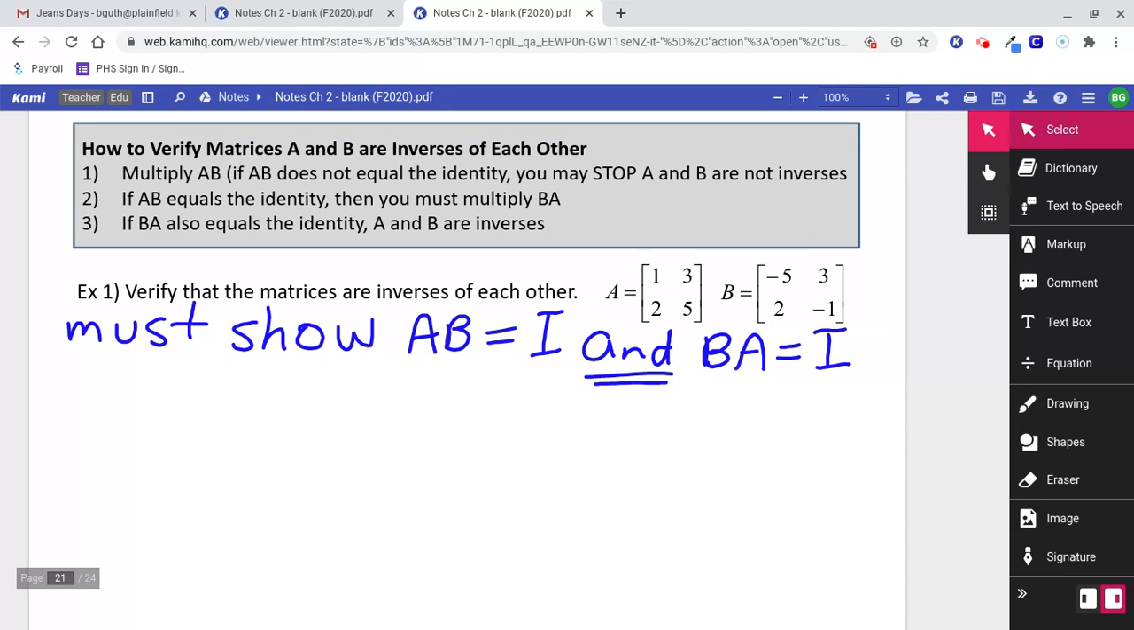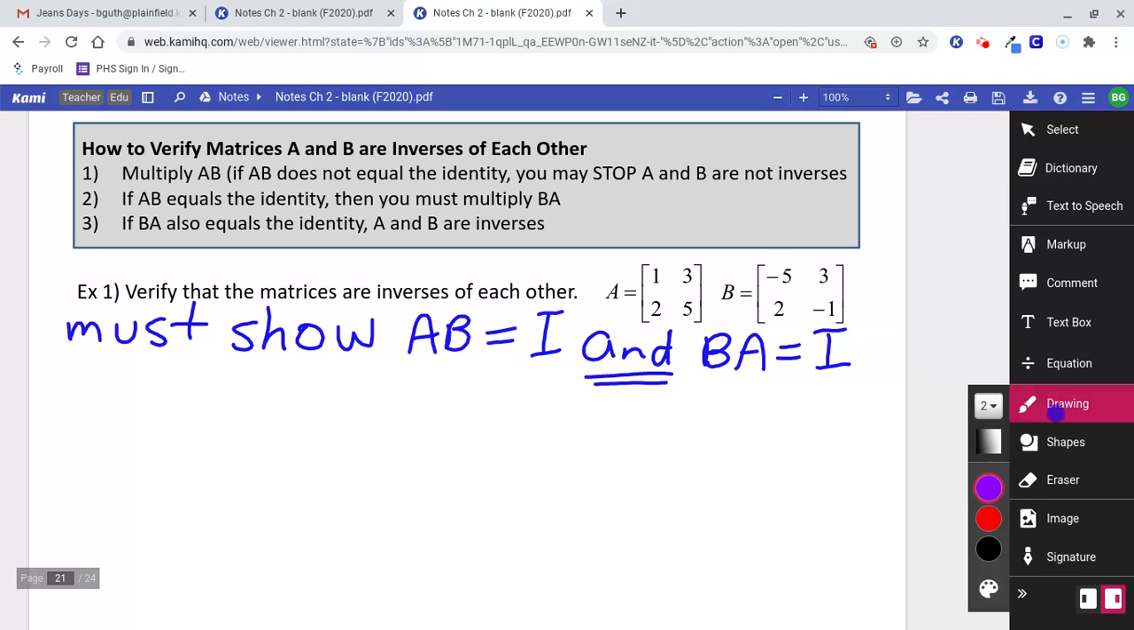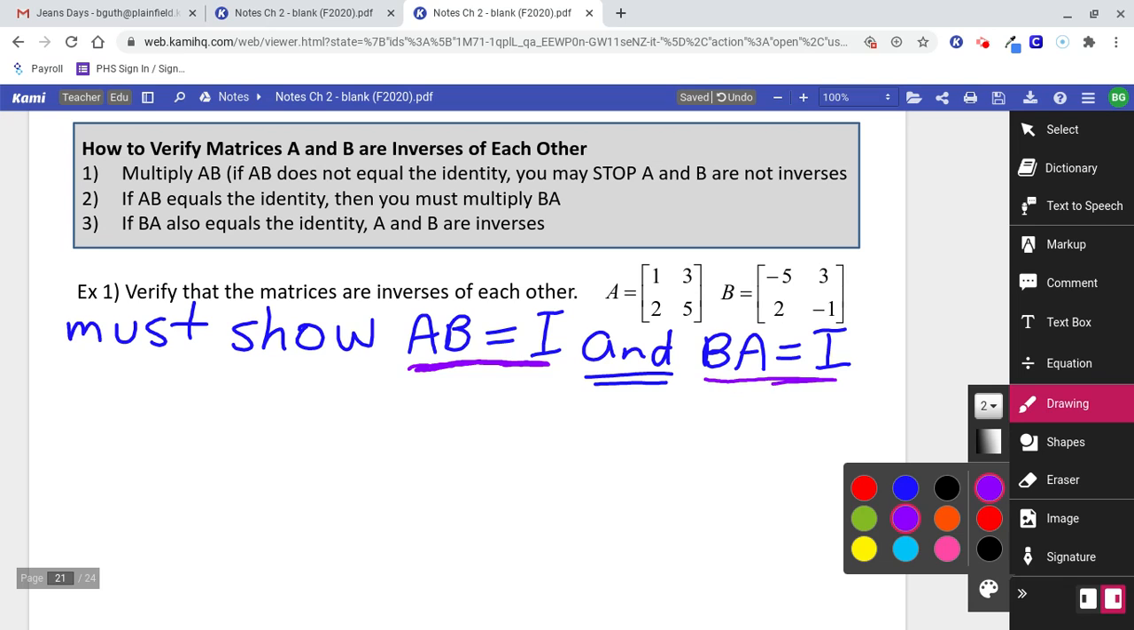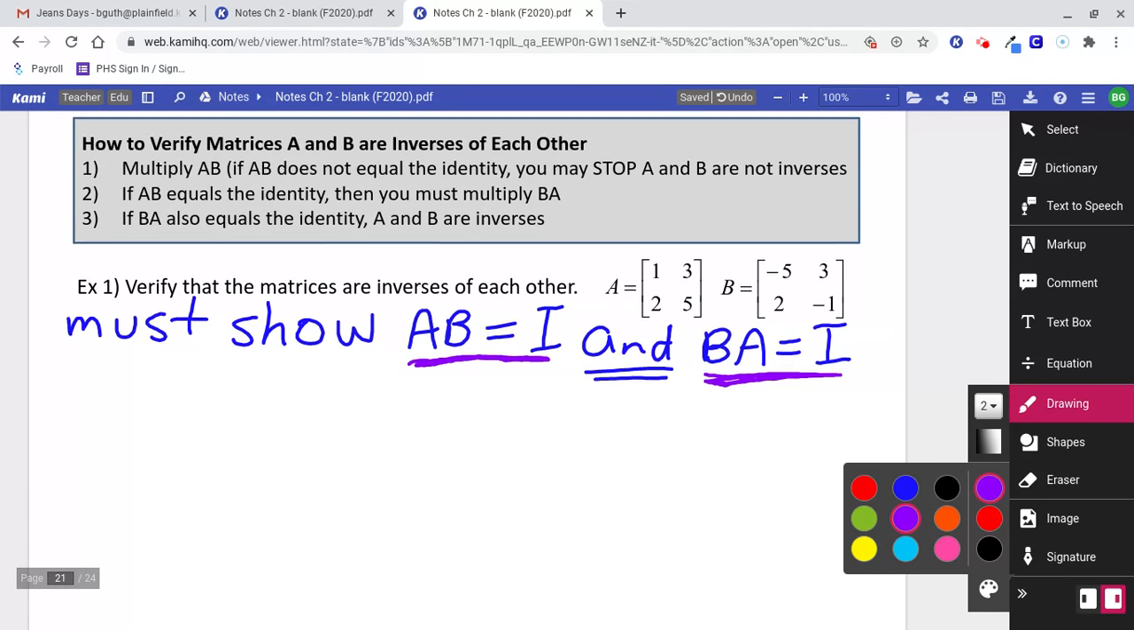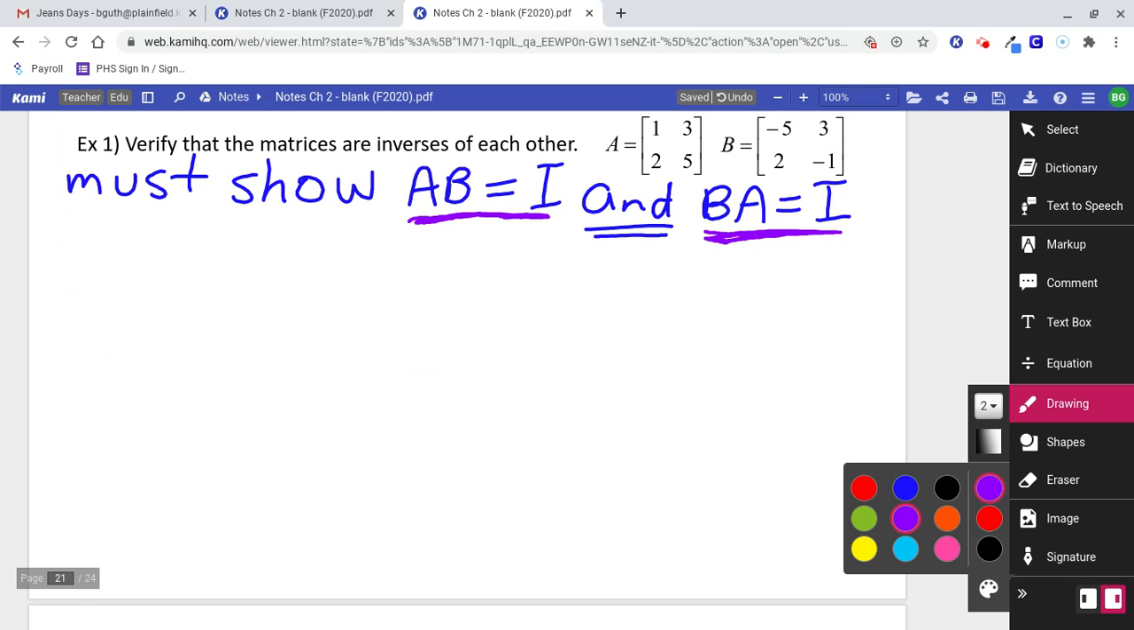How to verify matrices A and B are inverses of each other. You're going to multiply A times B and see if it's the identity. But you can't stop there. If it's not the identity, you can stop. But if it is the identity, you're going to have to also check if the reverse multiplication is also the identity. So that's what we have to show. We have to show that A times B equals the identity and B times A equals the identity. So let's give it a shot.